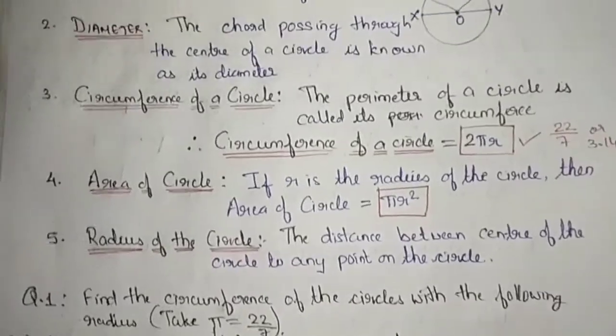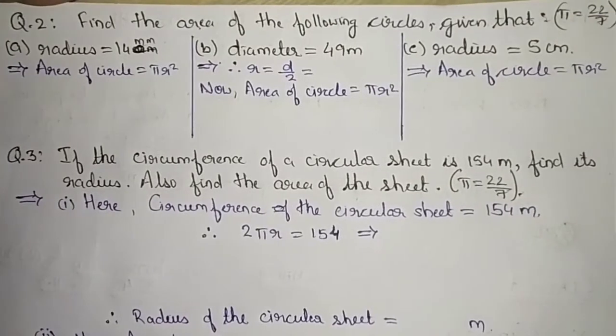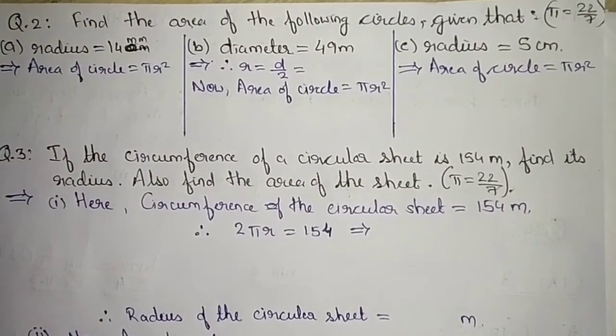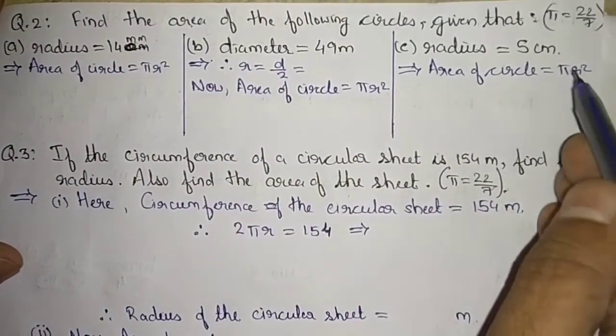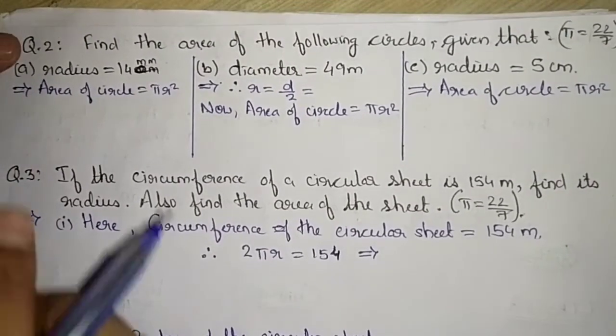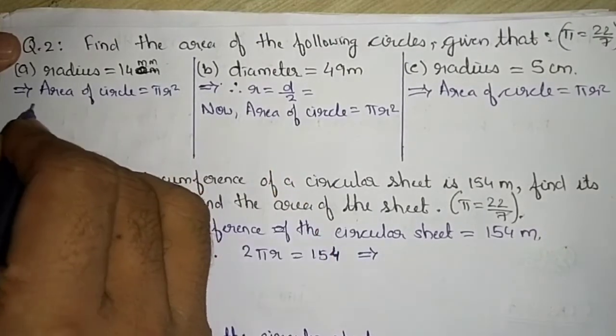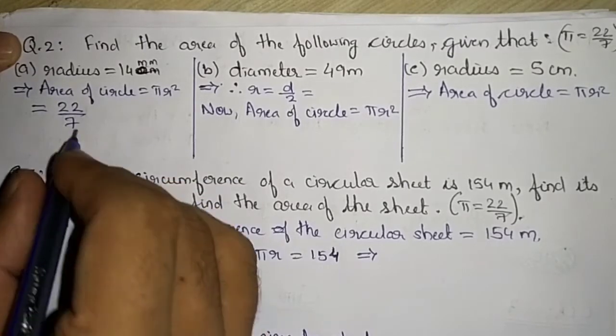Now let us move to question number 2. Question number 2 says, find the area of the following circles, given that radius is given, diameter is given and radius is given. They have told us pi is 22 by 7, and just now I discussed that the area of the circle is pi r square. So the radius is given, it is 14 millimeter. So we will put it in this formula. Pi is nothing but 22 by 7.